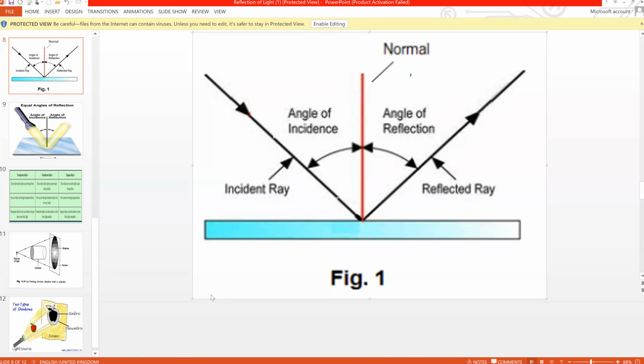How many types are reflections classified into? Two types: regular reflection and irregular reflection.